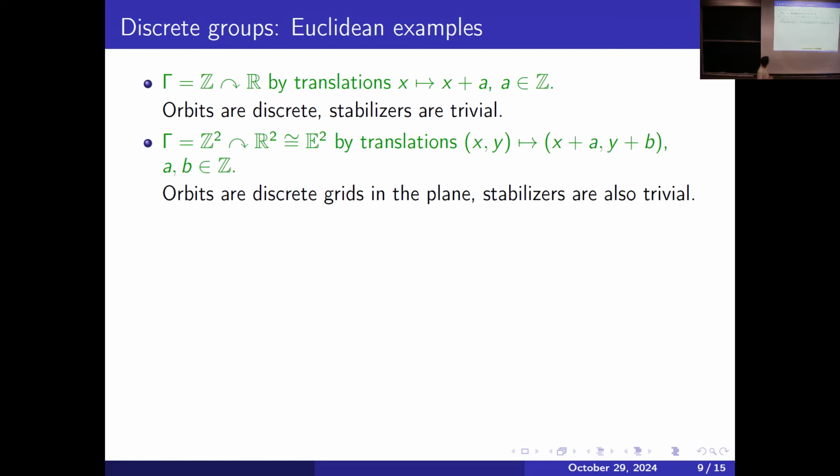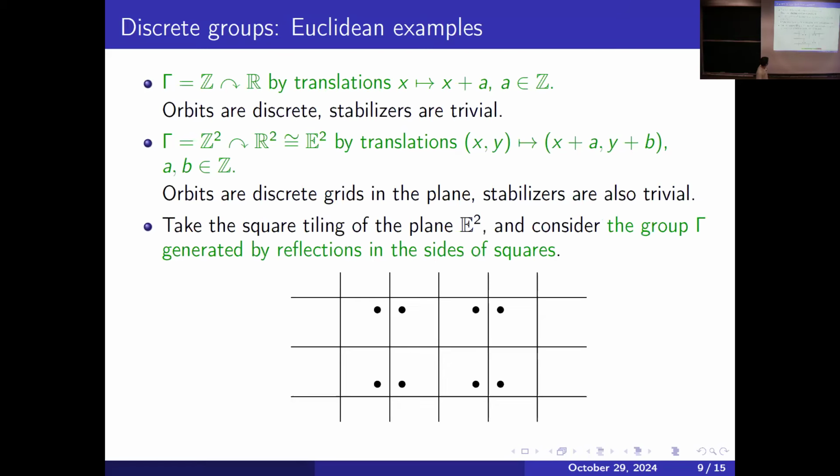Okay, the next example is also simple, just an extension of the previous one. You take the group Z squared acting on the real plane, the Euclidean plane, by translations again. These are translations with respect to vectors having integer coordinates. And again, orbits are discrete grids in the plane. You can see them as very nice grids, or lattices. And stabilizers are also trivial in this example.